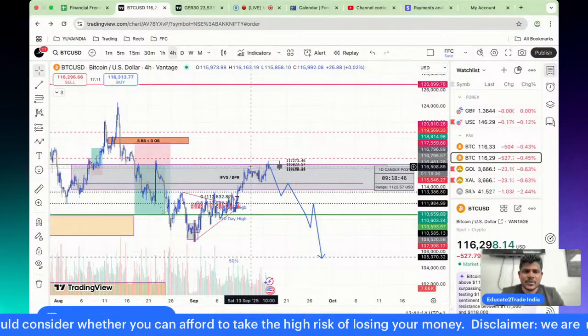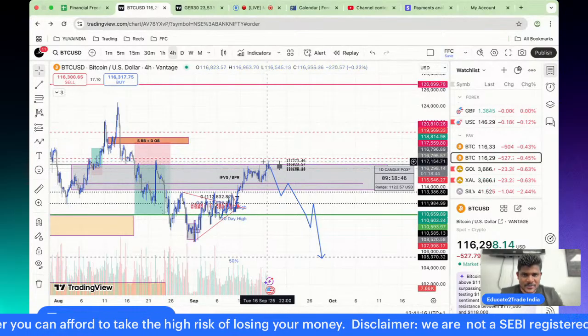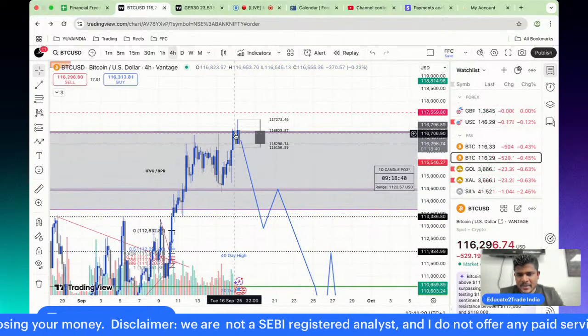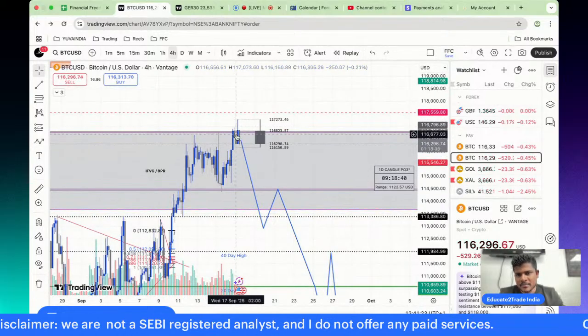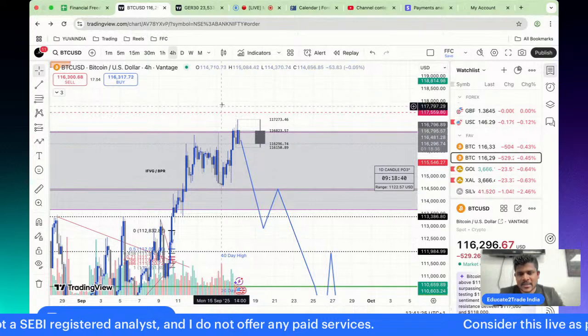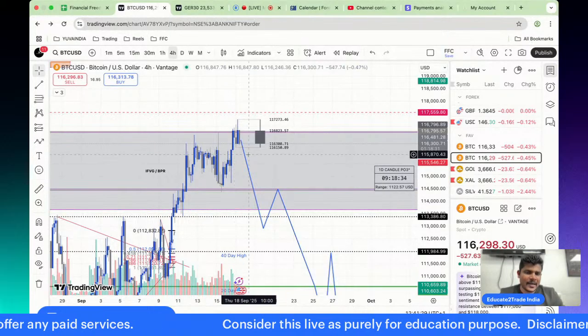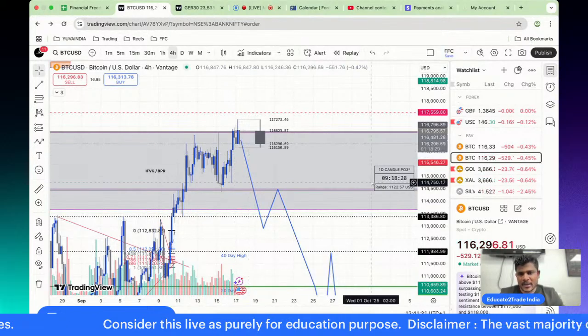And scenario number two, which we have discussed, is if the price has to sustain. Until now you can clearly see that even on the Asia and London sessions, the buyers are not able to sustain above this level. This could be a trap for the late long entries.